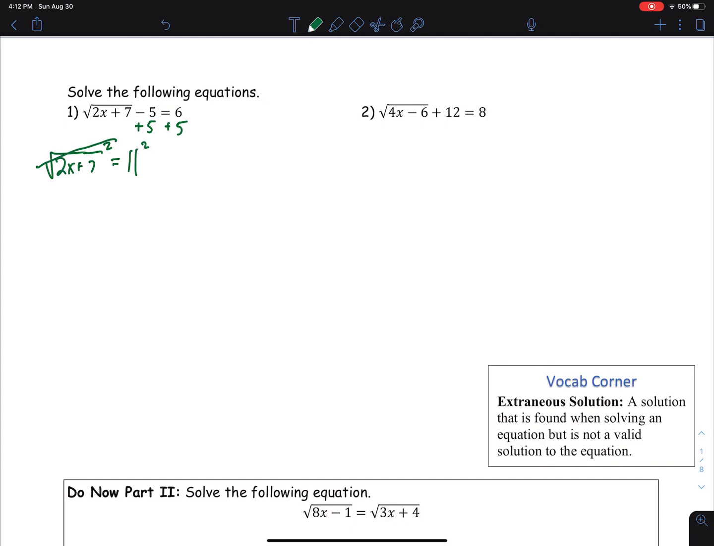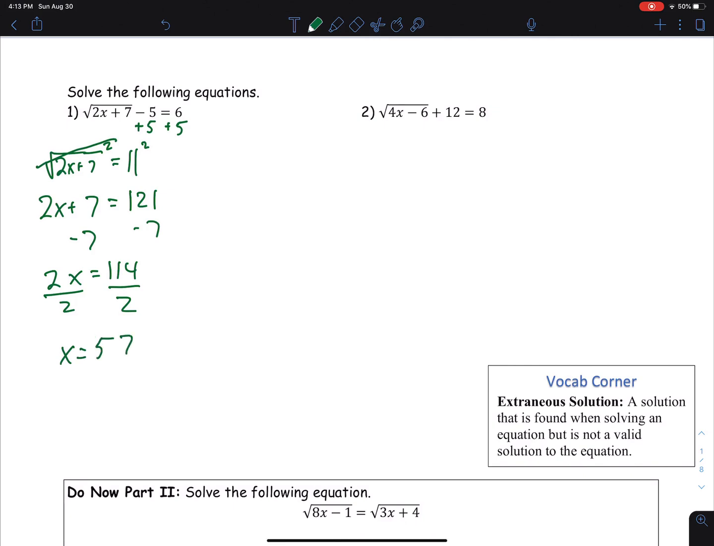Like so. So we're left with 2x plus 7 on the left equals 11 squared, which is 121. And now it's just a normal equation solved from here. We subtract 7 on both sides. We get 2x is equal to 121 minus 7, which is 114. Divide by 2 on both sides, and you would get x equal to 57.